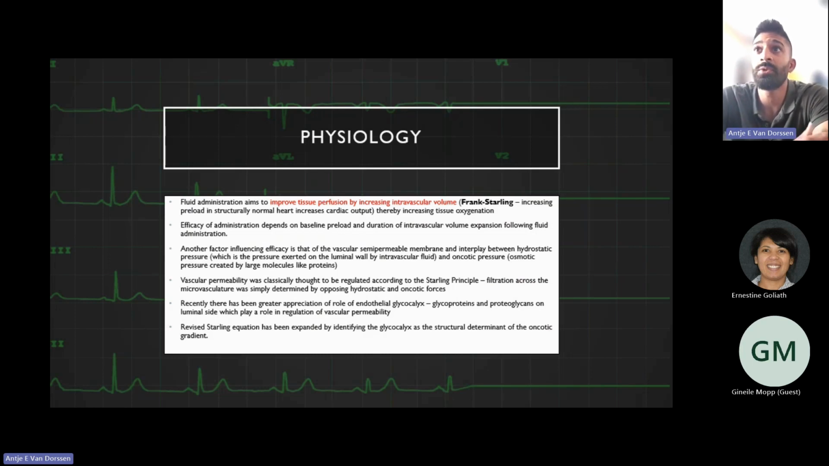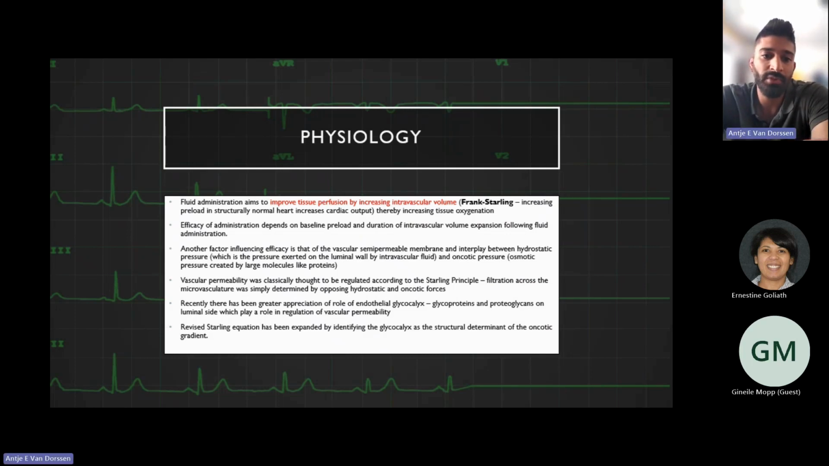So you basically need to keep the fluids that you're giving inside the vessel. Another factor influencing efficacy is that of the vascular semipermeable membrane, as well as the interplay between hydrostatic pressure, which is essentially the pressure exerted by the intravascular fluid onto the luminal wall, as well as the oncotic pressure, which is the osmotic pressure created by large charged molecules like proteins.